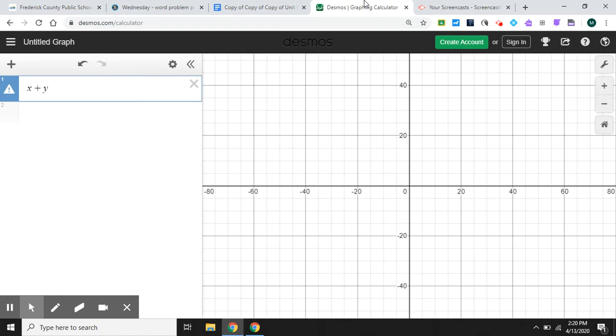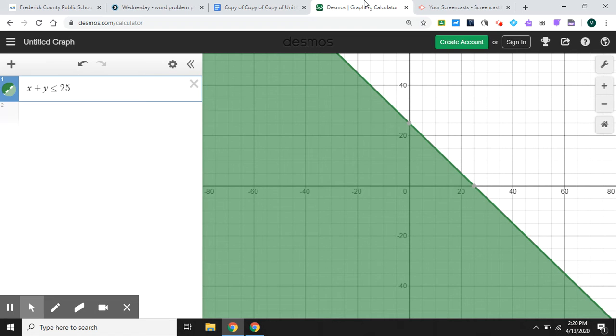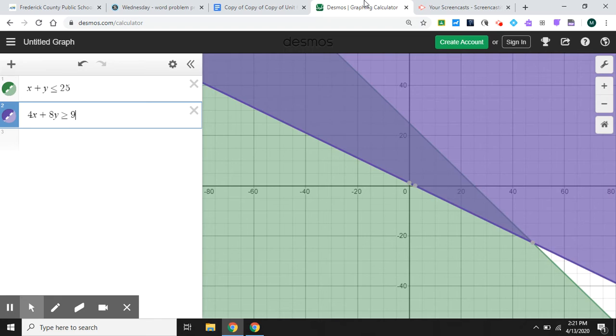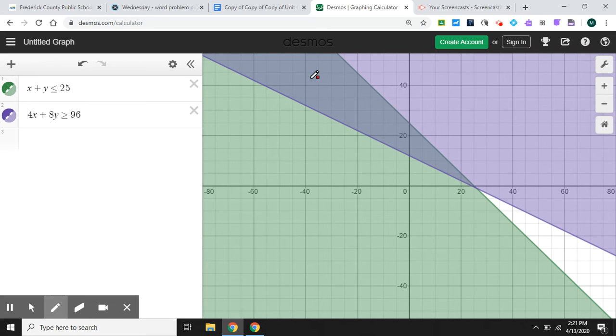X plus Y is less than or equal to 25. And if you type less than and then equals, it'll pop it up. And then 4x plus 8y has to be bigger than or equal to 96. So we have like a green and a purple, and where the shadings overlap is going to be where our answer choices are. So right in here.